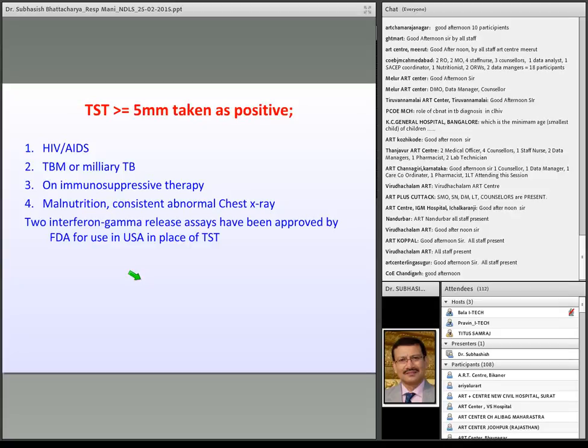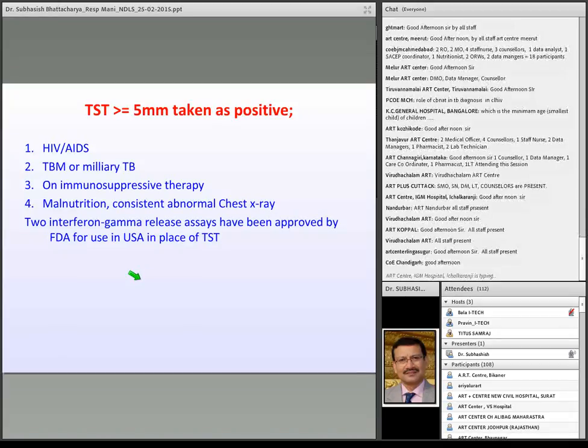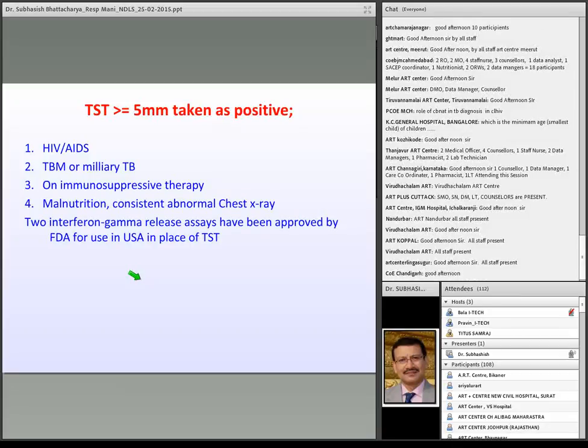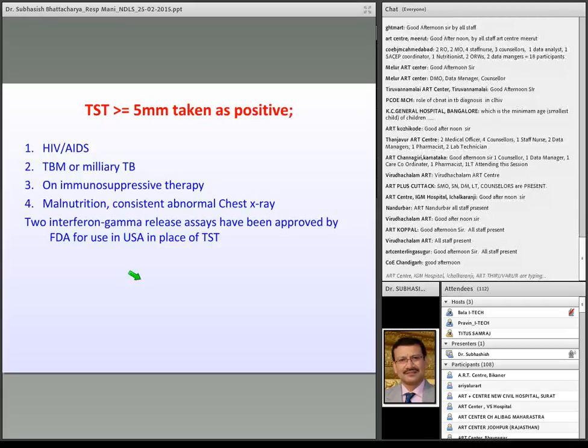But two interferon gamma release assays have been approved by the FDA for use in the USA in place of TST. This is an in vitro test, similar to tuberculin skin testing, but the measurement is in vitro. It is an expensive test, not routinely ordered for the diagnosis of TB in children.